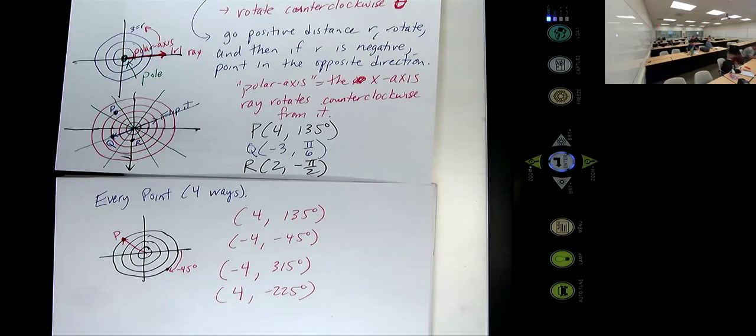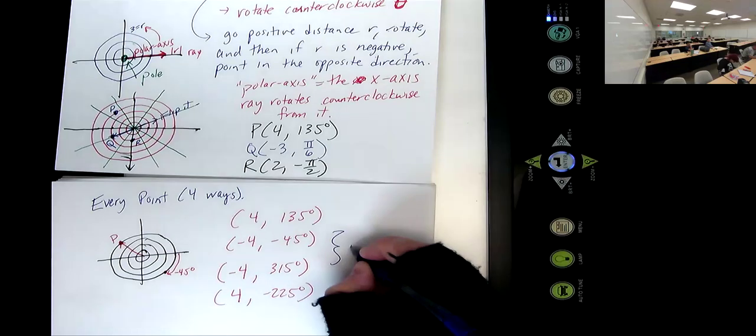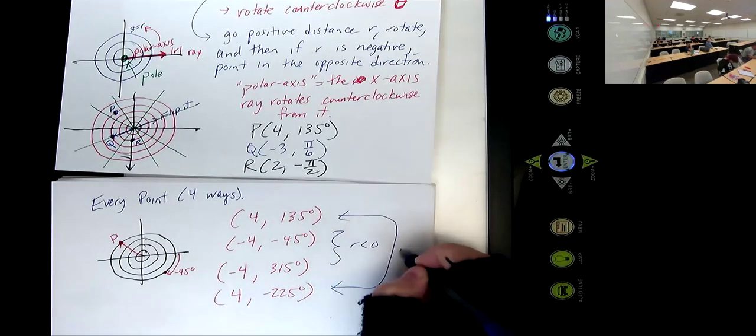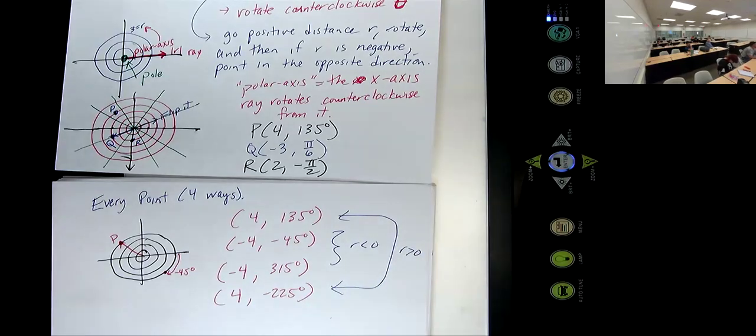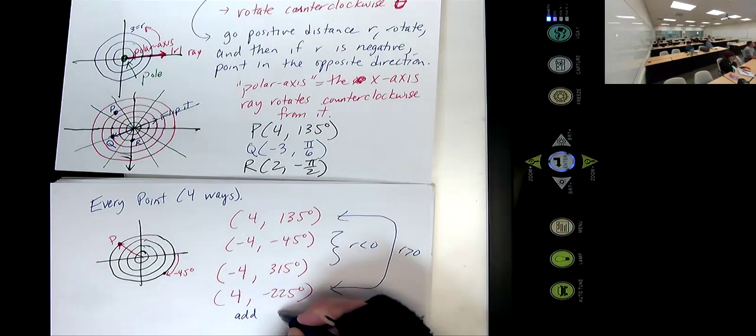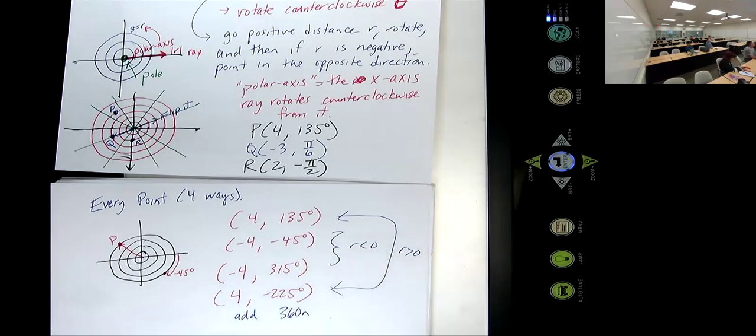So 2 of them have r less than 0, and 2 of them have r greater than 0. And then you could also add 360n to any of those and get the same thing. But those are the four base ones where you're still within the same region.